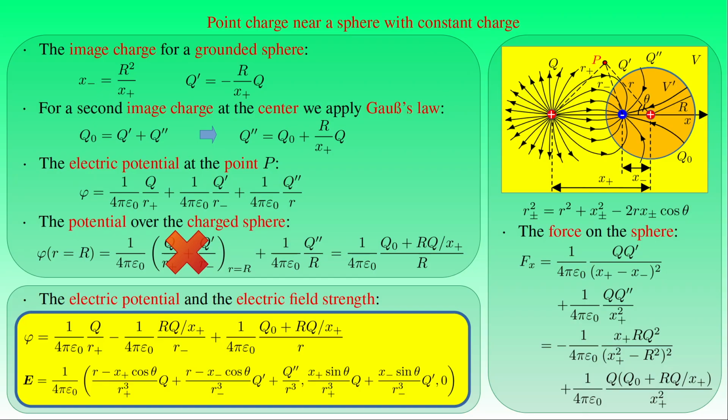We can also substitute the expression obtained for Q'' into the fraction in the second term, and write it as 1 over 4 pi times epsilon naught, Q times the sum of Q naught and capital R times Q divided by x sub plus, over x sub plus squared. The opposite signs in front of the two terms show that the force attracting the charged sphere is reduced by the electric field due to the constant charge Q naught over the sphere.